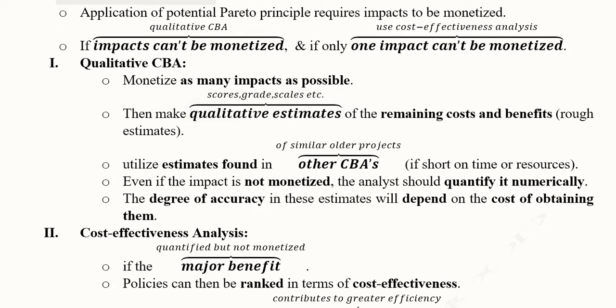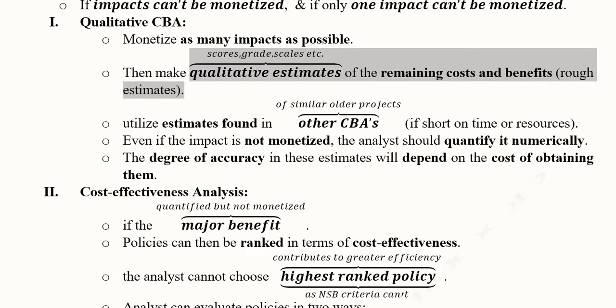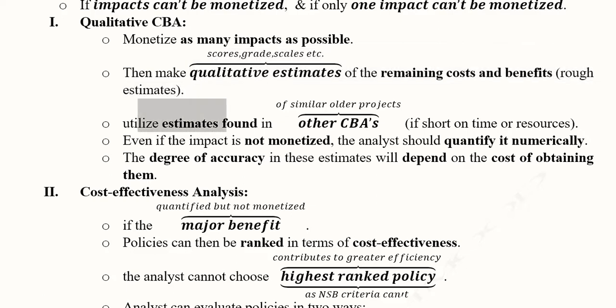And once we are able to do this, these remaining costs and benefits are roughly converted into some values that are perhaps not monetized, because we have already monetized those impacts that are easily monetizable. So the remaining are converted into qualitative estimates. We can estimate those values, or we can also borrow them from other similar older projects that have similar kinds of benefits, costs and scope. It can be very helpful if we are running short on time or resources. So if the impact is not monetized, we try to quantify it at least numerically.